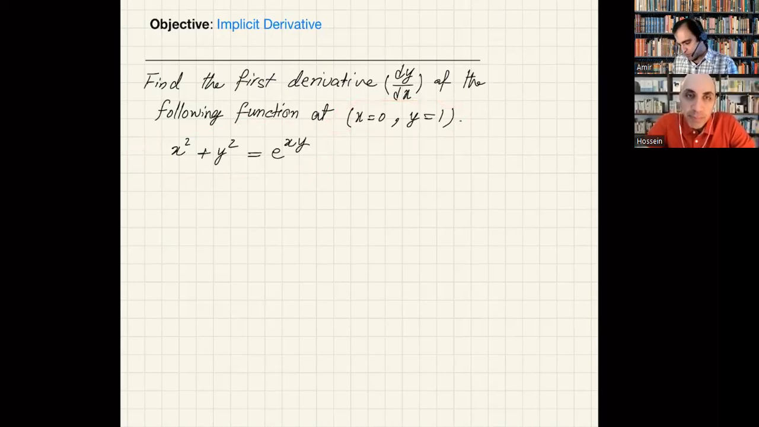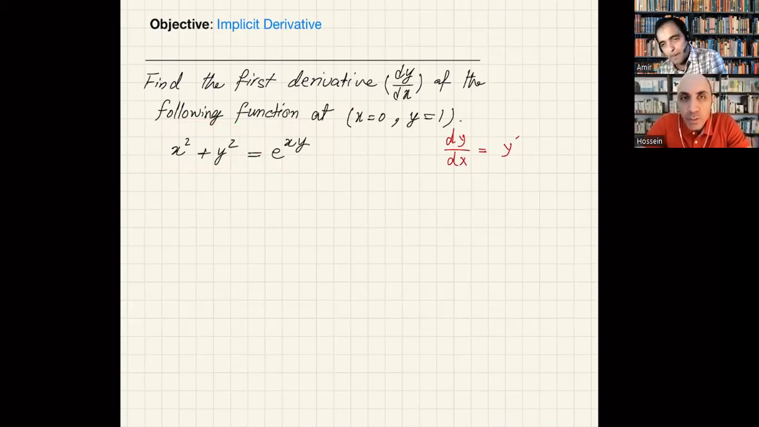Sure. Thanks, Hussein, for the problem. Okay. Let me just first adopt the notation of, instead of using dy over dx, I'm going to consider y prime throughout the problem. It's shorter. Okay, no problem. I start by taking derivatives from both sides of the function.